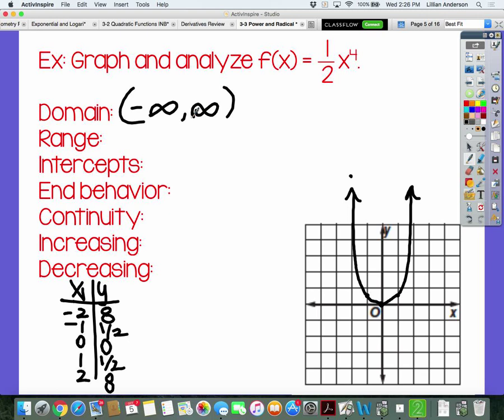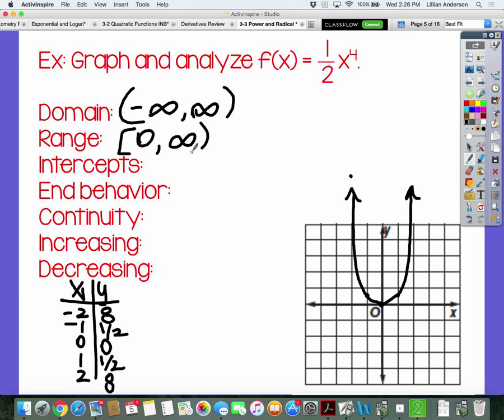Awesome. Now the range relates to which variable? Your y's. 0 to positive infinity. It goes no lower than 0. Is 0 included? Yes, so we have a bracket.